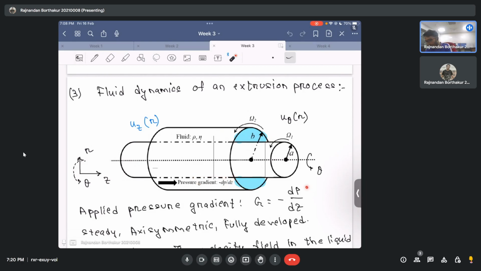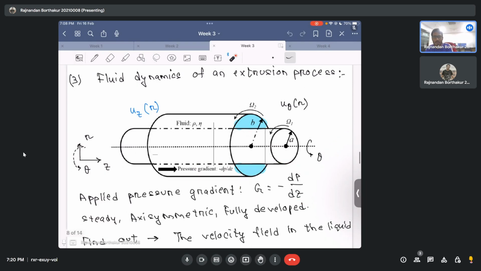And we said that this dp/dz was numerically equal to g. And based on this fact, we were asked to find out the velocity profile for this problem. So this was essentially the problem that we solved.